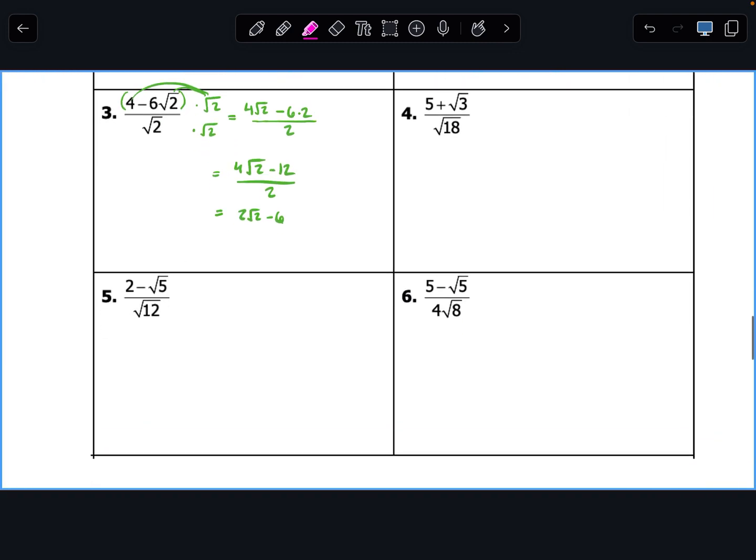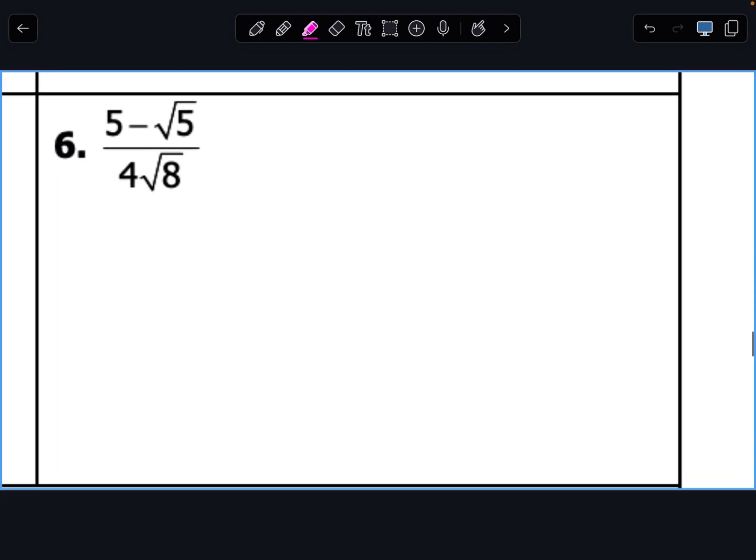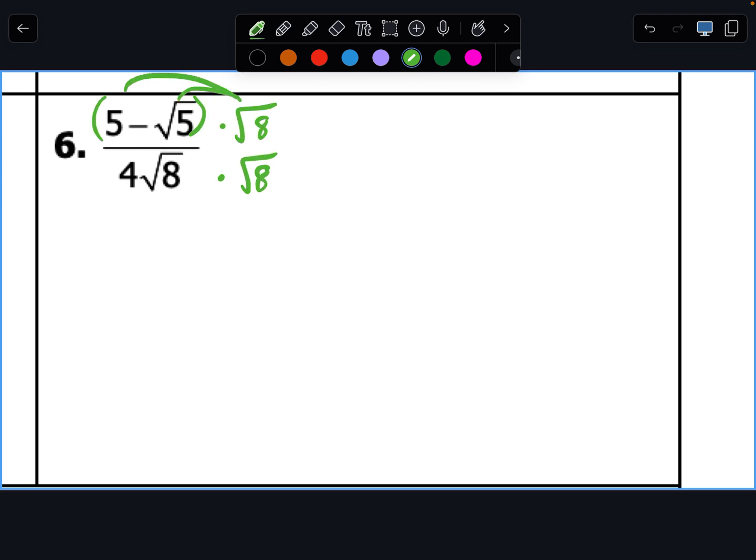Okay, I want to do one more. Can we do number 6? Number 6, what do I need to multiply the top and bottom by here? Square root of 8. Just the square root of 8. I don't need to worry about the 4. On the top, distribute. So I have 5 root 8 minus root 40 over 4 times 8. Notice how the coefficient stayed there. It's still 4, but now I have root 8 times root 8 gives me 8.